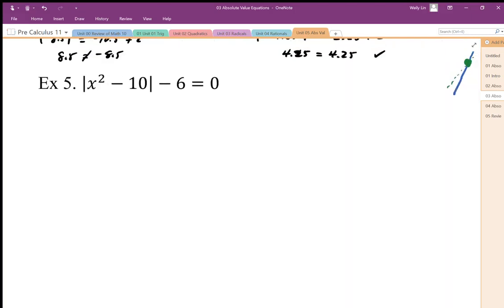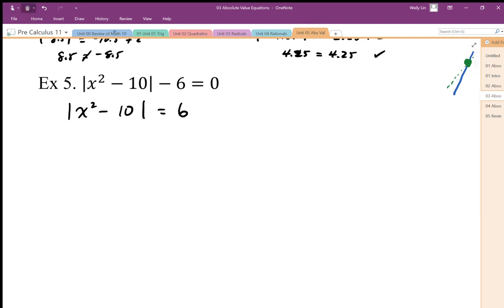Now this is a quadratic absolute value. However, it doesn't really matter in that it still goes through the same process. We still want to isolate the absolute value. Okay, so we want to get the absolute value, undo the minus with a plus, and then at this point we ask, what are the possibilities when the inside equals 6 and when the inside equals negative 6?